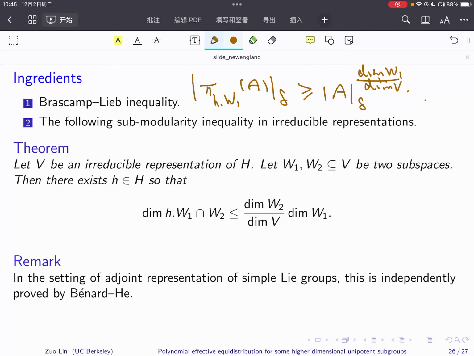And ideally, if you can find some H1, H2, H3 such that all those things are transverse, then it is exactly what you said: the measure of the product of those things is larger than the measure of these things. But the sad thing is that usually you don't get transverse things, and you need to study these things carefully, and this is where this submodularity inequality comes into the picture.